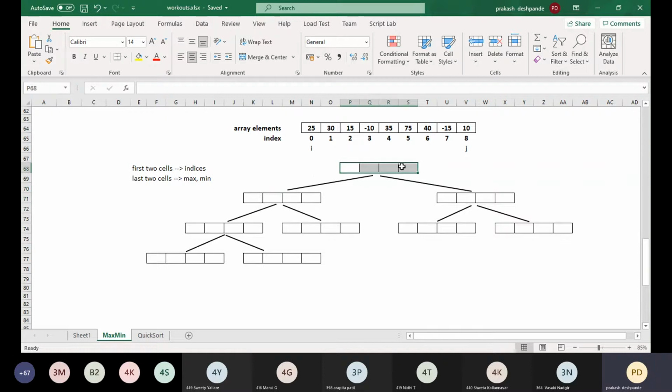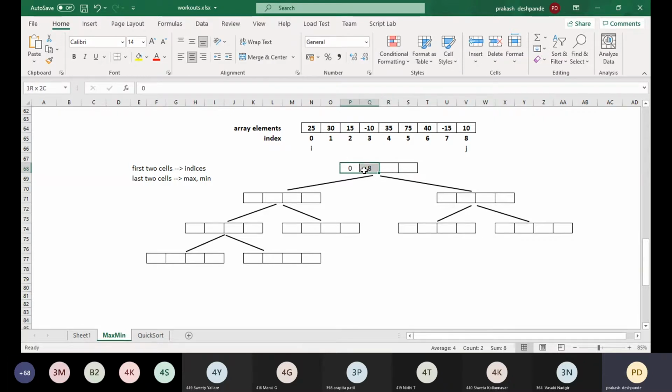Now at every subdivision, or at every position, we need to write four different numbers: 1, 2, 3 and 4. What do the first two numbers indicate? Indices. These are the indices, and the last two numbers are the maximum and minimum within these indices. For example, considering this example, we have 0 to 8 as low and high, or i and j. So the first cell will consist of an i value which is 0 and a high value as 8.